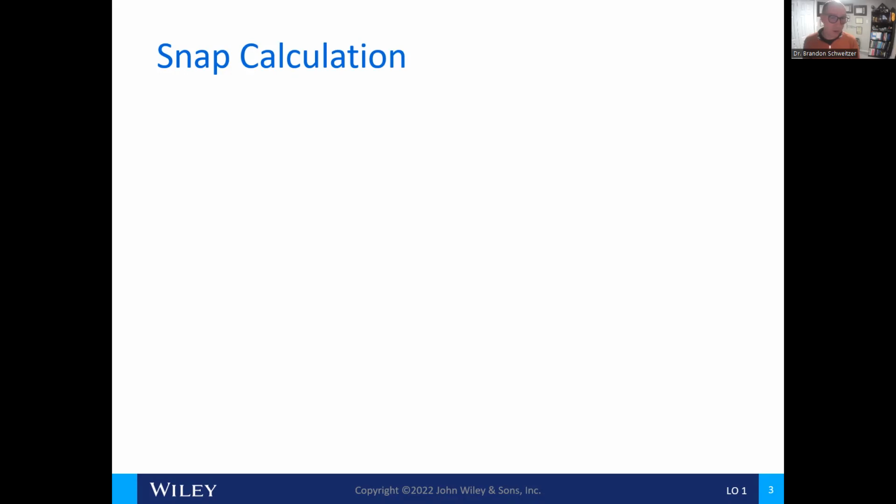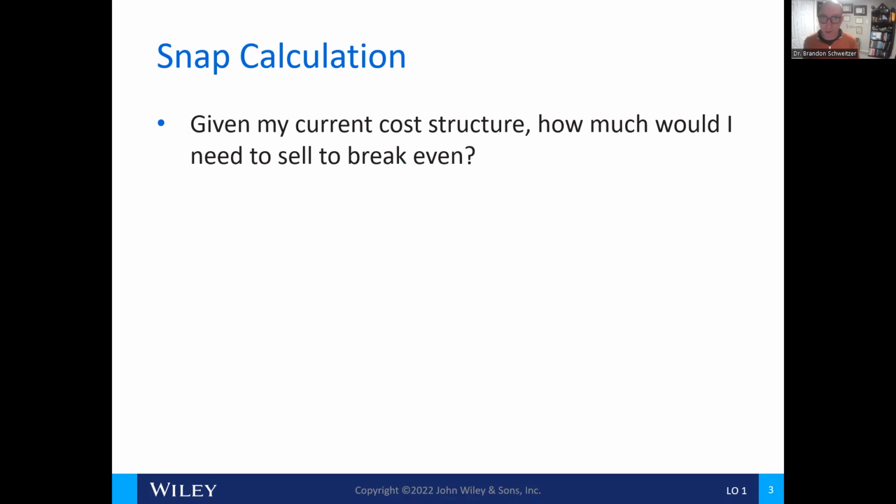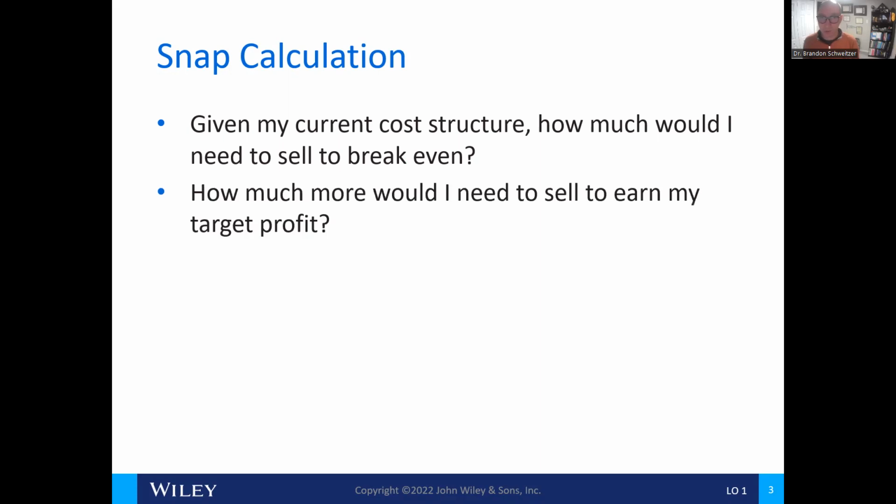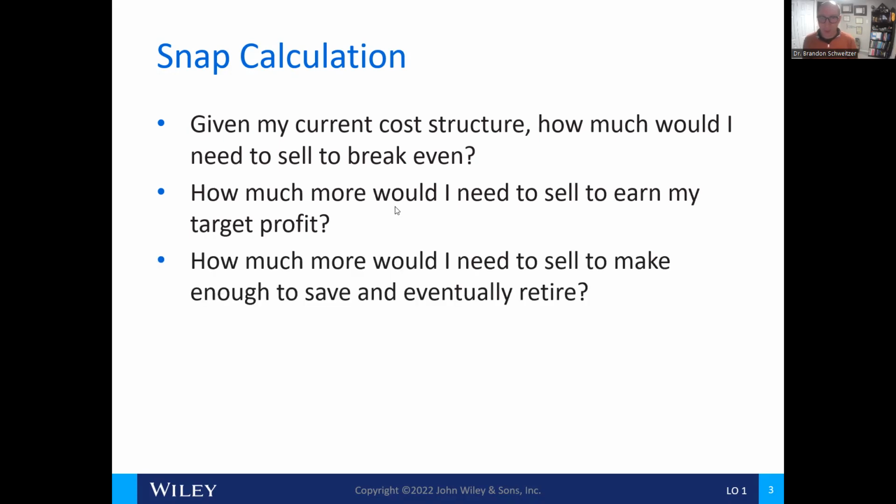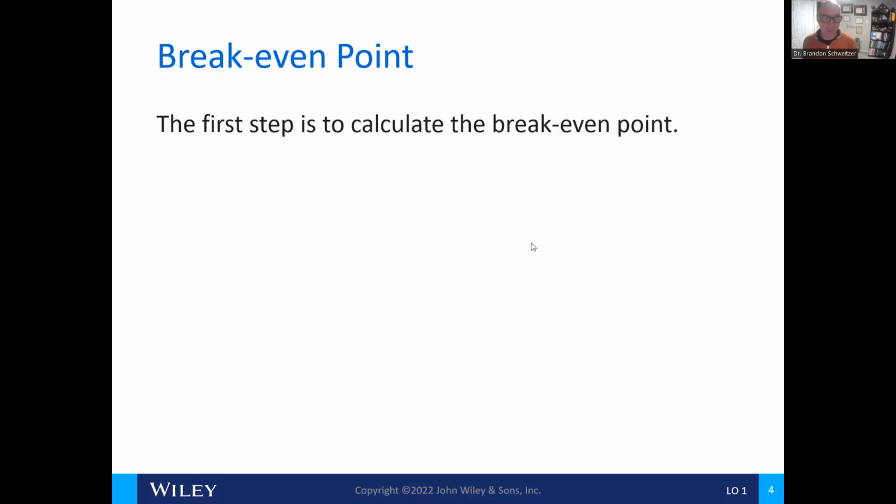One of the first points we can discuss is called the SNAP calculation. Given the current cost structure, what do we need to sell in order to break even? How much more would I need to sell in order to earn a target profit? And how much more should I sell to make enough to save and eventually retire? These are the kinds of questions we would ask ourselves.